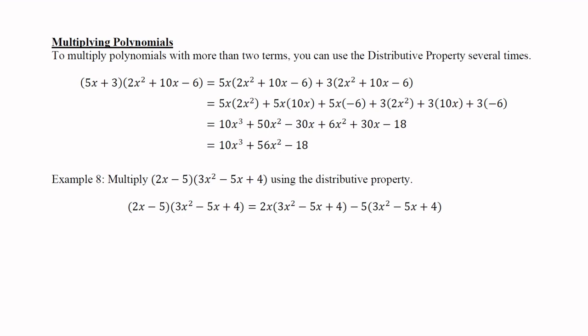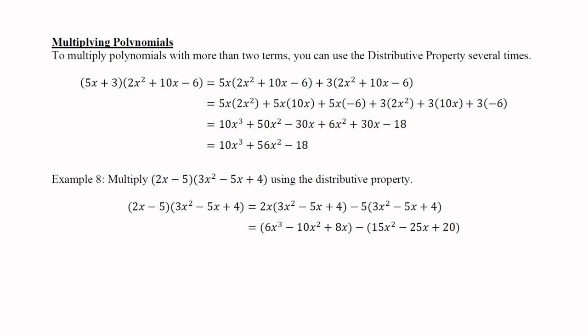When we do this, we'll get 2x times 3x squared, which is 6x cubed. 2x times negative 5x gives you negative 10x squared. 2x times 4 gives you 8x. Then we will do minus the 5 distributed. So we get 15x squared minus 25x plus 20.